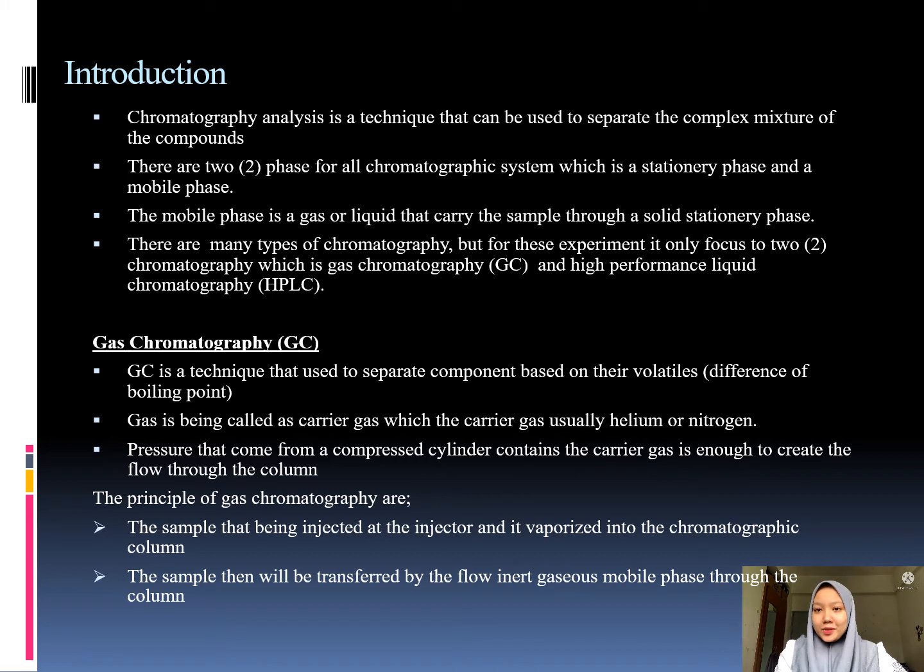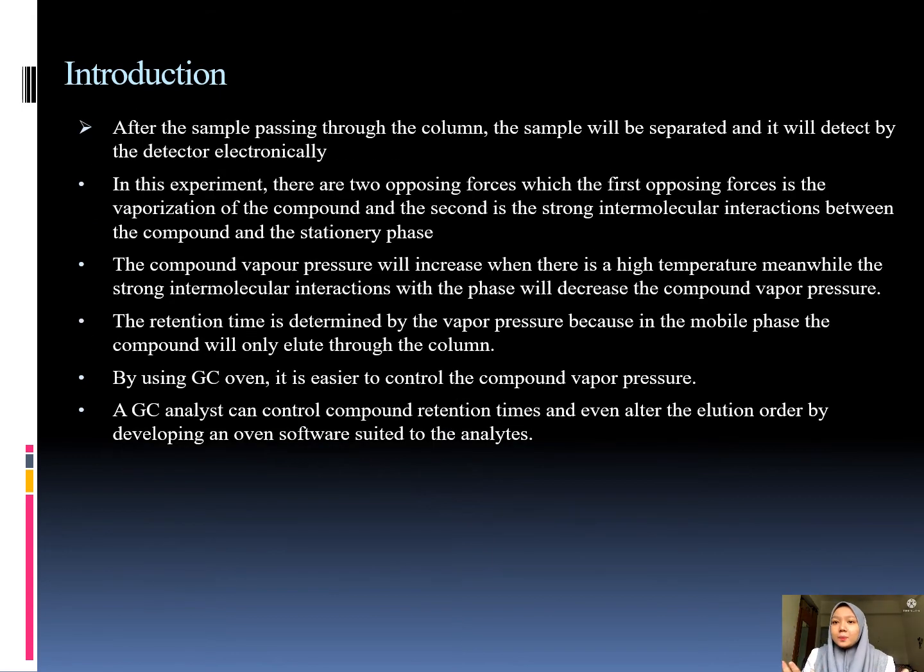Next, we move to the principle of gas chromatography. Firstly, the sample is injected at the injector and it will vaporize into the chromatographic column. The sample then will be transferred by the flow of inert gas, the mobile phase, through the column. After the sample passes through the column, it will separate and be detected electronically by the detector. In this experiment, there are two opposing forces: the first is the vaporization of the compound, and the second is the strong intermolecular interaction between the compound and the stationary phase.